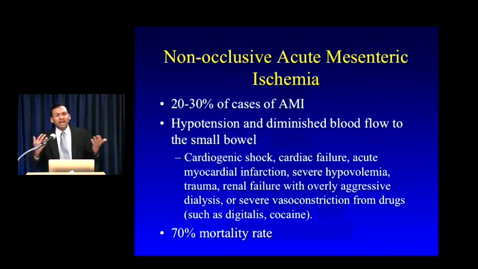And so you can think of all kinds of situations where this could happen: cardiogenic shock, massive MI, severe hypovolemia, renal failure with over-diuresis, vasoconstriction because you're on any one of a number of drugs like digitalis or cocaine. So these patients are intrinsically sick, they're intrinsically doing very poorly, and on top of that, they develop bowel ischemia, so it's not that surprising that their mortality rates are quite significant, maybe in the order of 70%, and a lot of that reflects their global healthcare issues rather than the bowel ischemia itself.